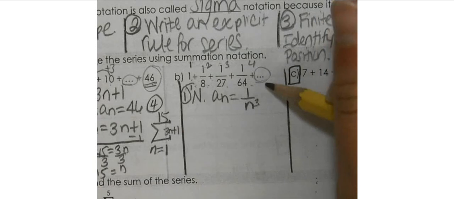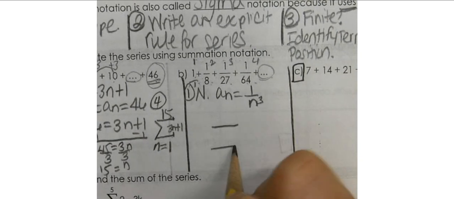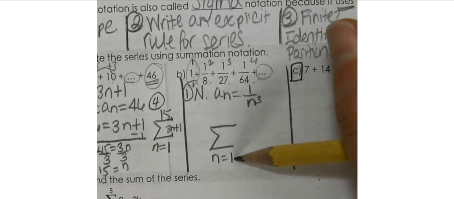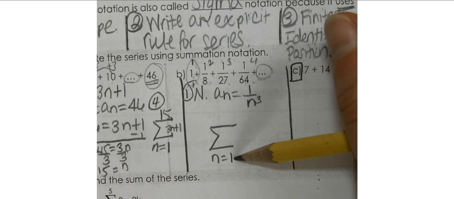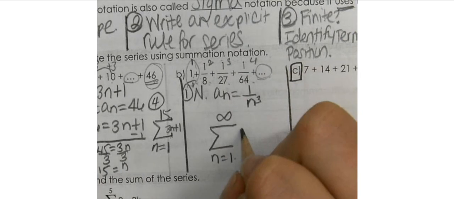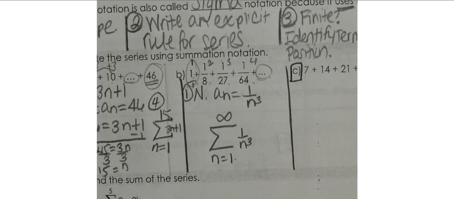So now that I have my rule, and I know that this is infinite, I'm just going to have an infinity symbol at the top. My summation notation is going to start with n equals 1, because 1 is my first term. We assume that the first number that's given to us is our first term. It's going to end at infinity, and my rule without the a sub n is 1 over n to the third power. And there's your summation notation. There's nothing further for you to do.